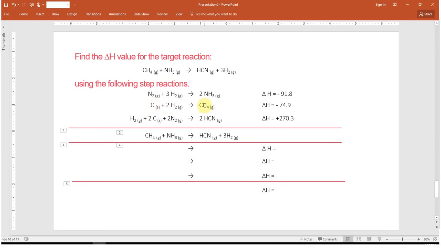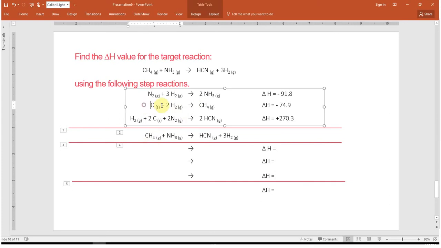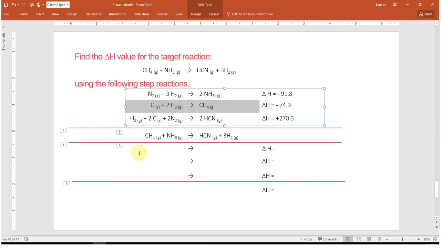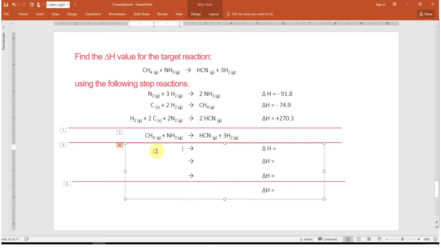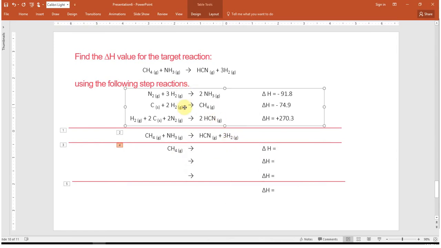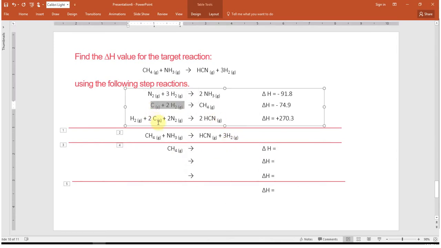Oh, there it is. Now, this is on the right of the arrow, but I want it on the left because it's on the left in the target. So I need to take this overall reaction and reverse it. You can kind of see, I didn't want to write this out and be messy, so I used a table. So what I'm going to do is reverse this reaction. I'm going to put what was my products on the reactant side, and what was my reactants on the product side.